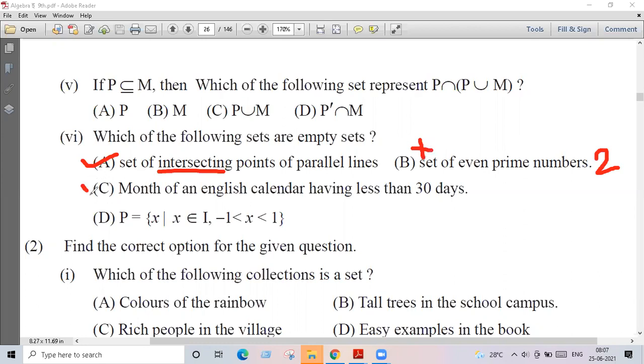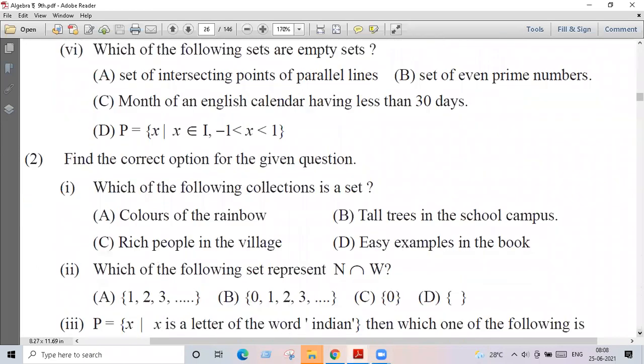Then C, month of an English calendar having less than 30 days. So we have that, the February. Right, February month has 28 or 29 days. So C is also not empty. Then integer between -1 and 1. So here also there is 0, between -1 and 1. So that is also not the empty set. So only set A is your empty set. Remember this.